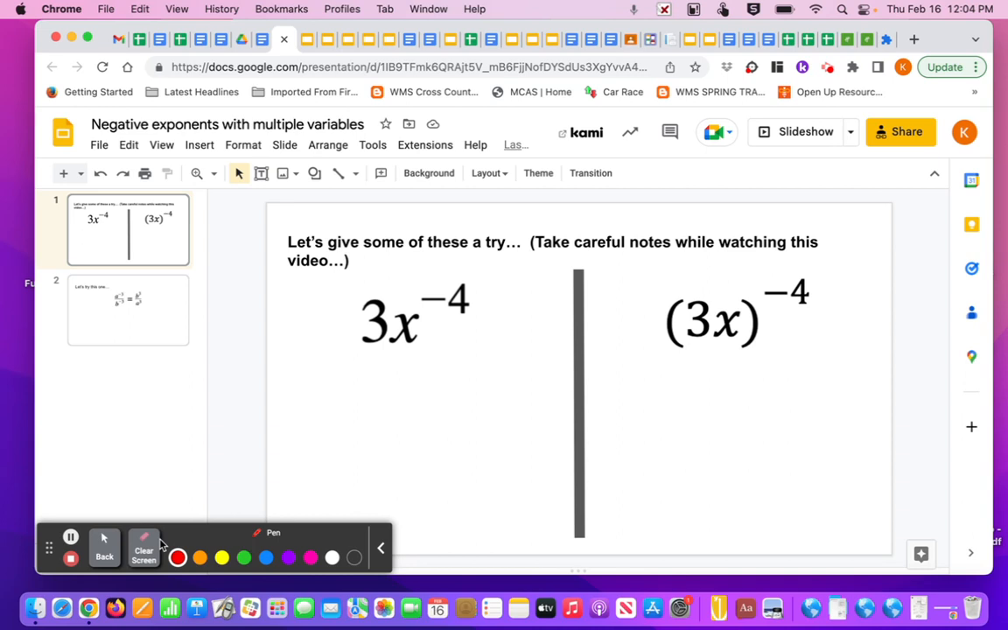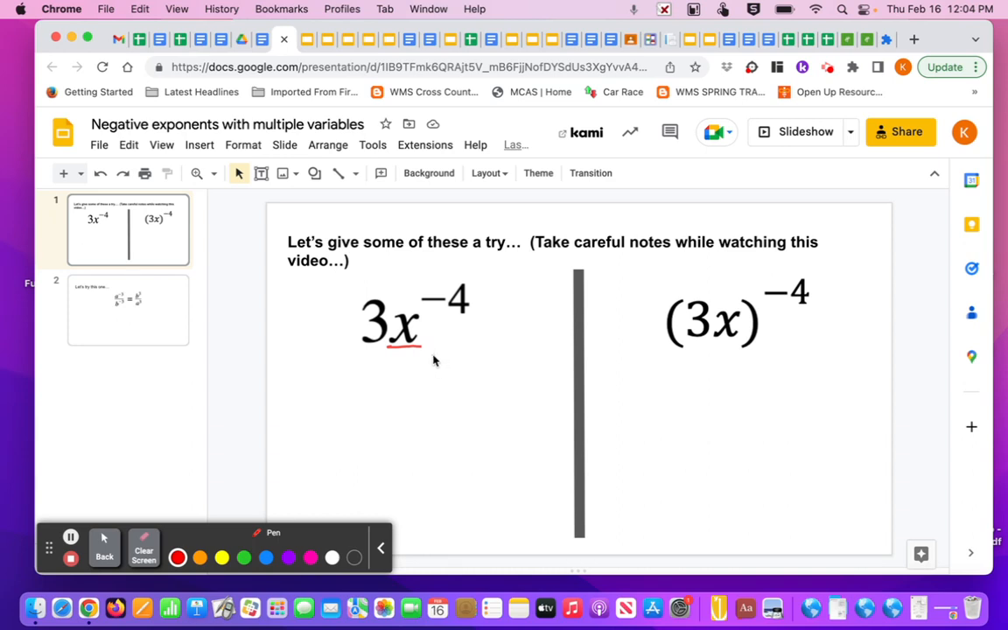So the first thing we're going to take a look at here is just reading this expression. It's read 3x to the negative fourth. And what you need to do is identify what the base of the exponent is. And that's really important. So remember, the base is the number or the variable directly below the power, directly below the exponent. And in this case, the base of this is x. Okay, so it's really important.